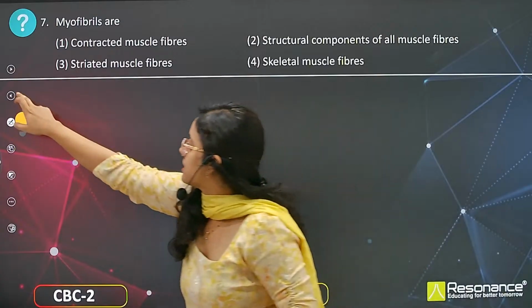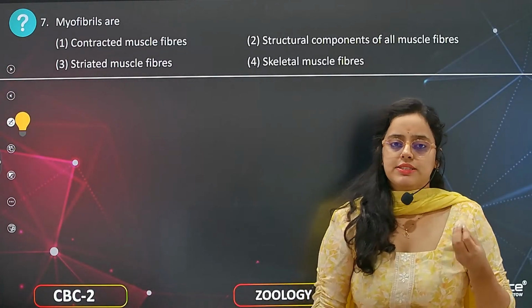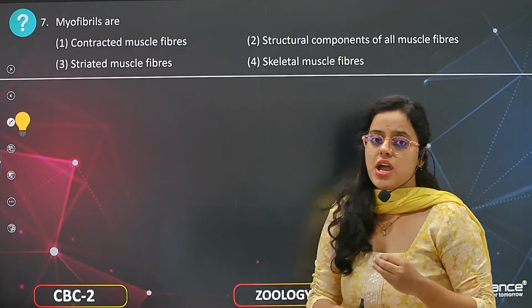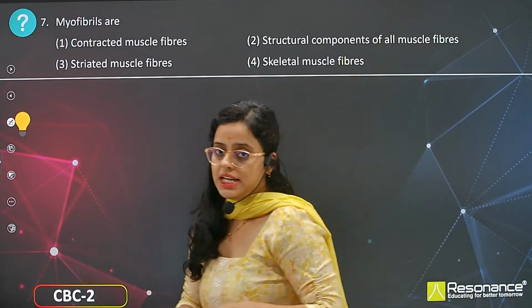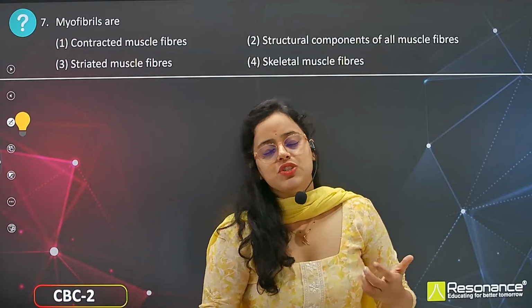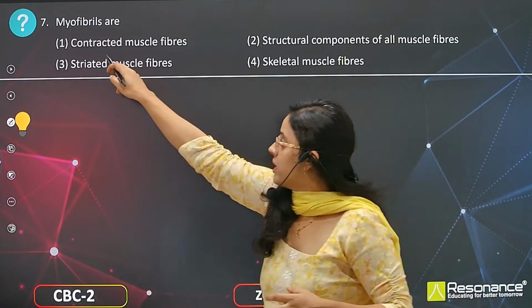Now let us discuss the seventh question. Myofibrils are contractile muscle fibers, the structural component of all muscle fibers, or skeletal muscle fiber. If you see the contracted muscle fiber, which means the contraction happens, the muscle fibers contract, okay, that's what he is talking about.